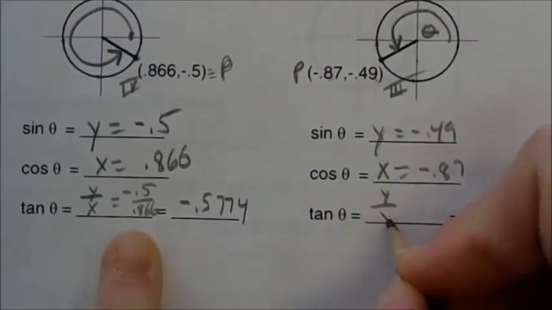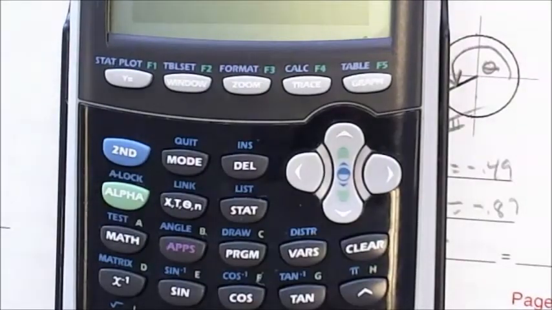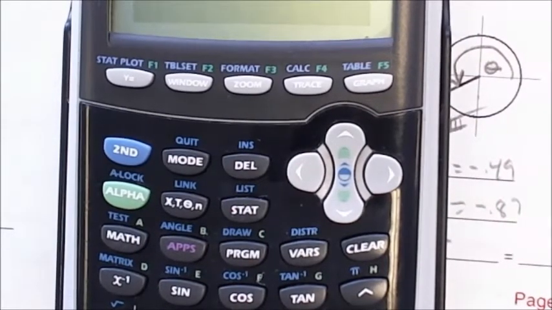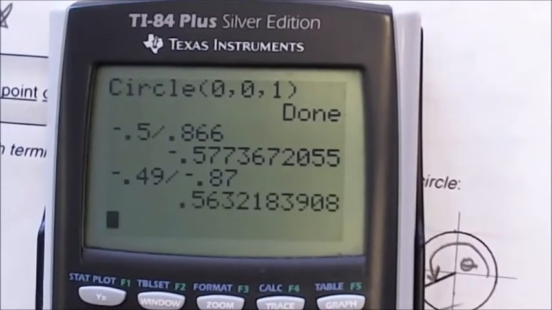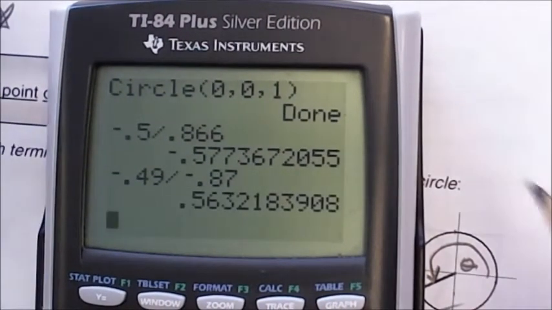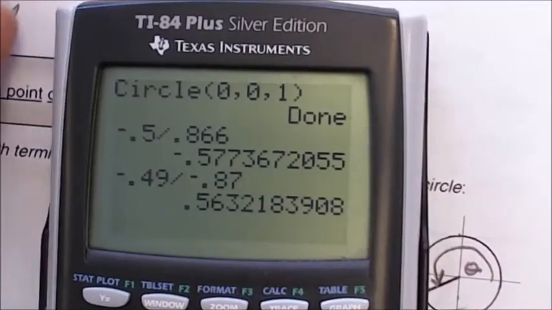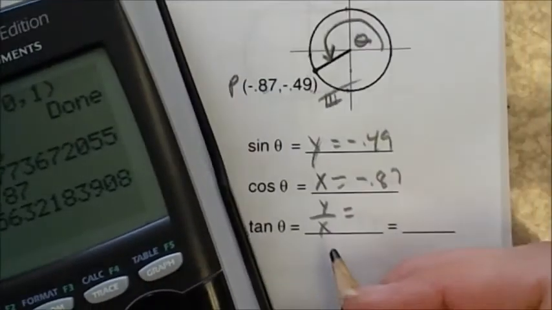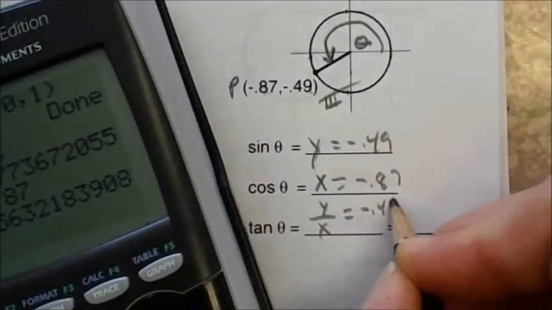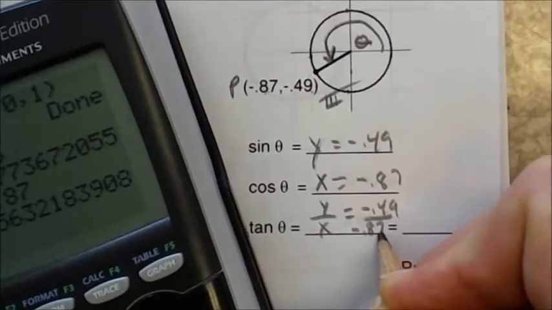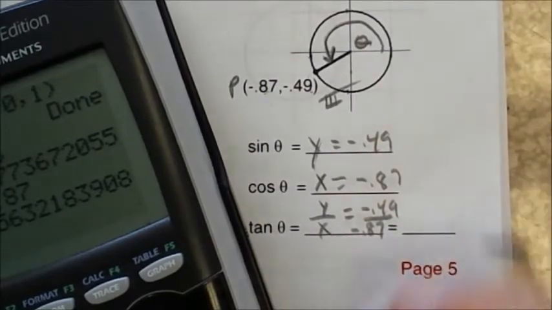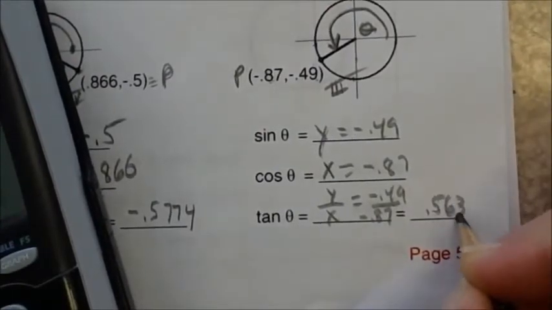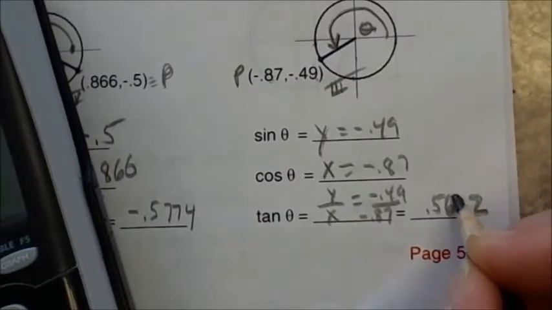So tangent is y over x. And I don't know what negative 0.49 divided by negative 0.87 is, but my calculator can tell me. And that is positive 0.5632. So we've got here negative 0.49 divided by negative 0.87, y over x, which is 0.5632. A little blurry here.